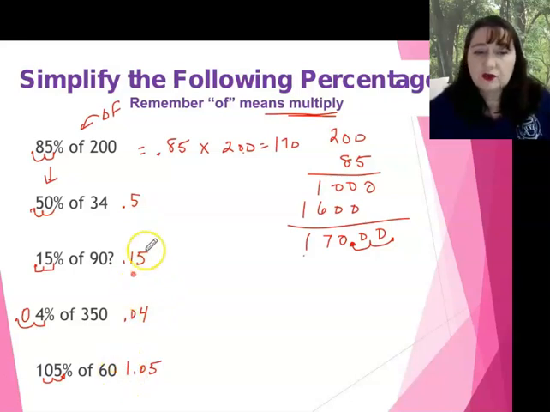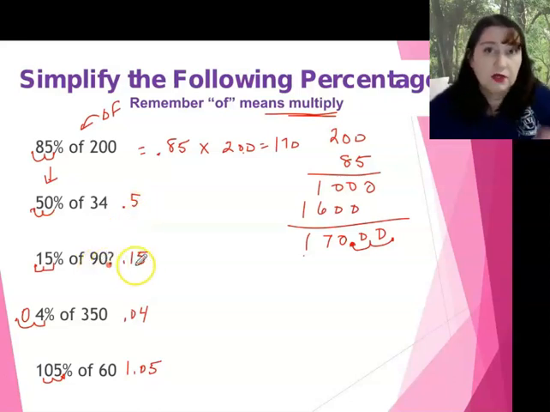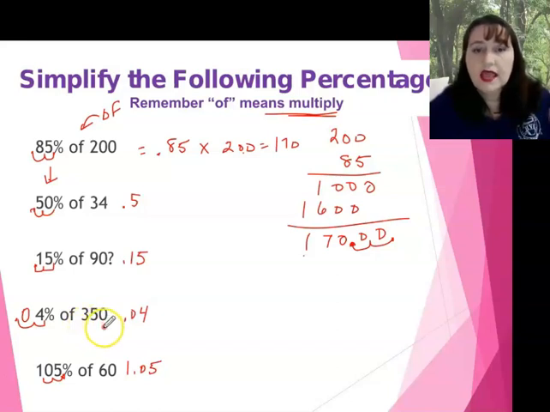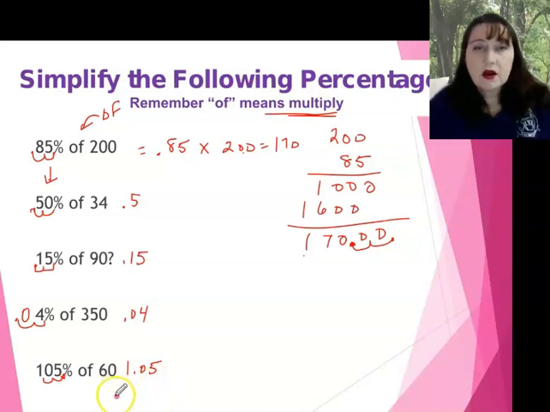Remember, you don't have to necessarily just do 34 times 5 and then put 1 decimal back. You put 90 times 15, then put 2 decimals back. Put 350 times 0.04, or 4, sorry, not 0.04, 4, and then just put 2 decimals back. And then the same here with 60 times 105, and then just put 2 decimals back. All right, so pause the video and see how well you do.